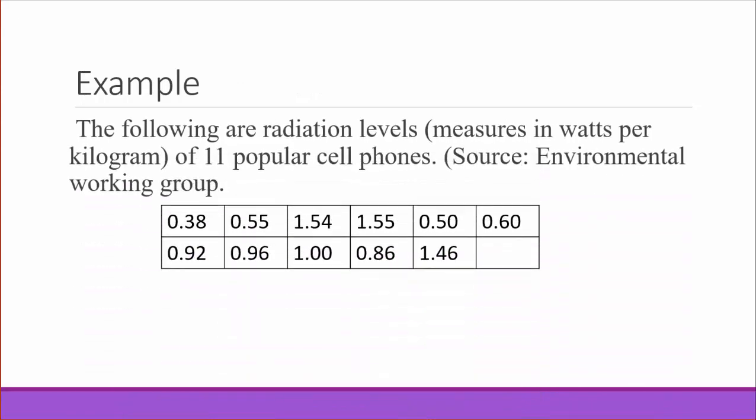Here's our set of data we were working with earlier. Let's go ahead and find the mid-range for the radiation levels for these cell phones. All right. So first, let's take a look at the data and find the minimum and maximum. And we went through this before when we were doing the median. Let's see, 0.38 looks like the smallest number, and 1.55 appears to be the biggest.